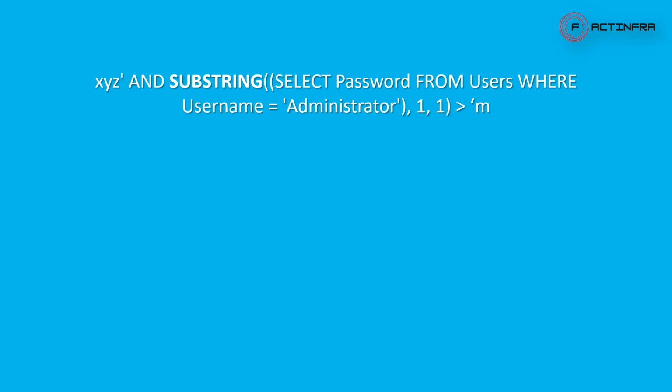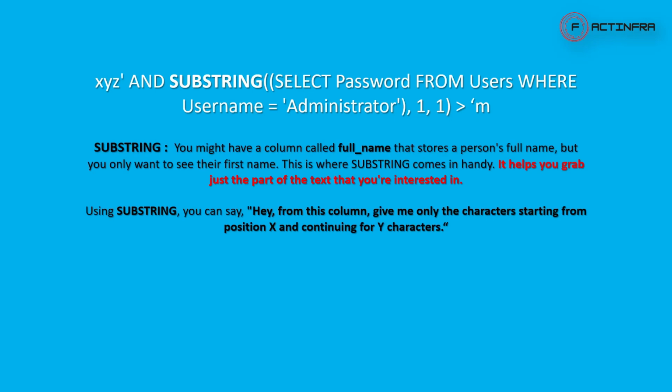Okay, xyz single quote and substring select password from users where username equal to administrator comma 1 comma 1, and this whole condition is greater than m. Now what does it mean by substring? First of all, I'm going to tell you what a substring is here.